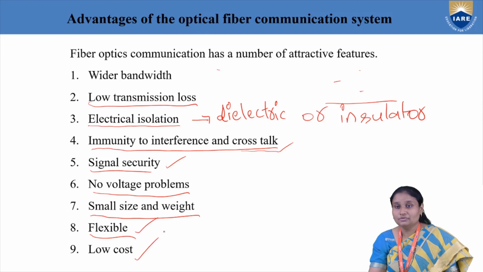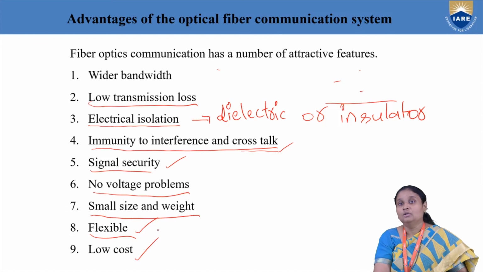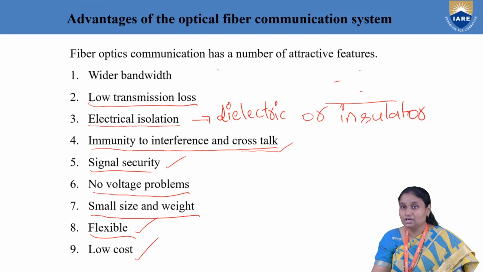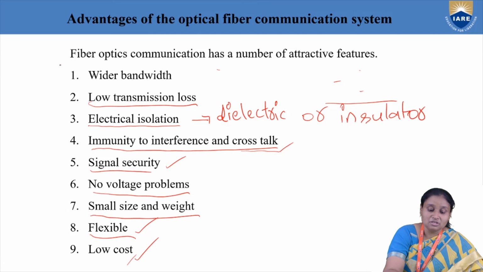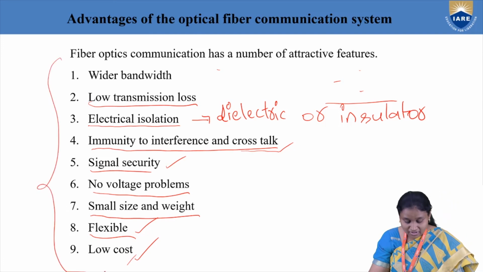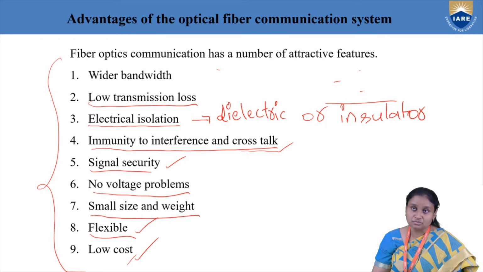And then low cost. Of course it is a little bit of a contradictory statement, but how can we justify it being low cost? What is the material we are using to make the core and cladding? The material used is glass or plastic, and we know that glass or plastic are available in abundance in nature. So because of the availability of the material used for making optical fibers, we say that the cost is low. And because of all these attractive features, we observe that the optical fiber communication system is very much better suited compared to normal coaxial copper cable transmission.